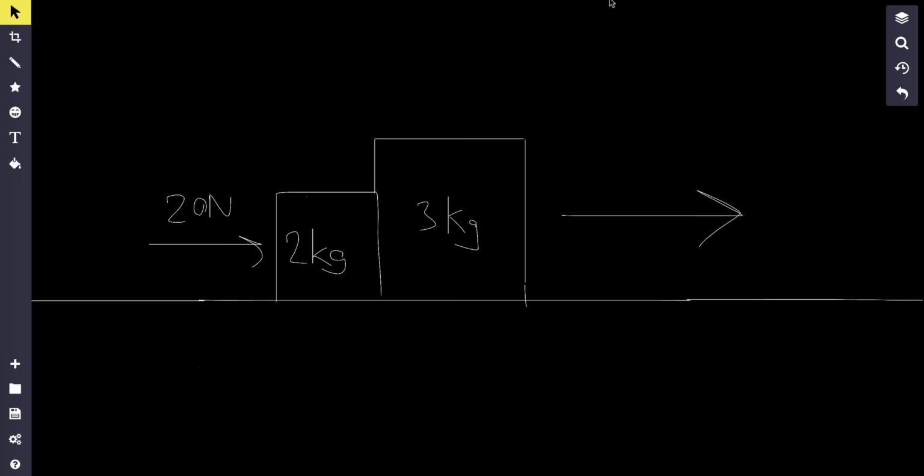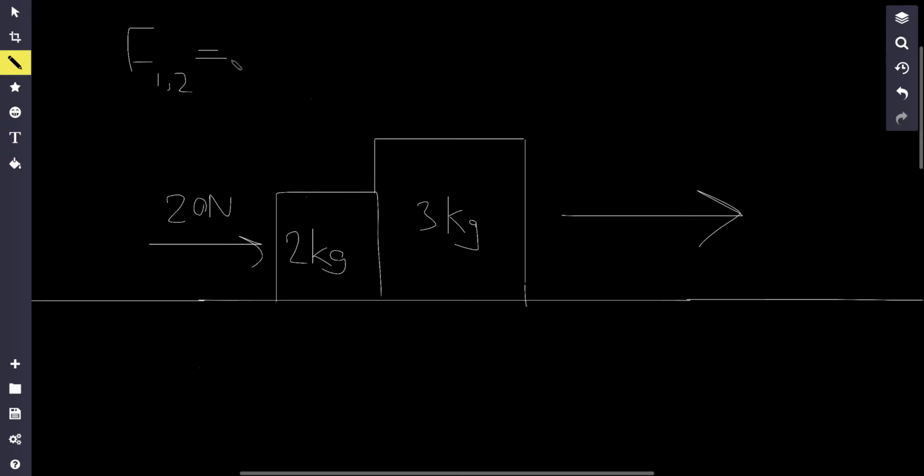Now the formula for this is actually pretty simple. The force that block 1 exerts on block 2 is going to be equal to the total acceleration. I know that seems a little weird, but I will explain that. And then you're going to multiply that by mass 2.